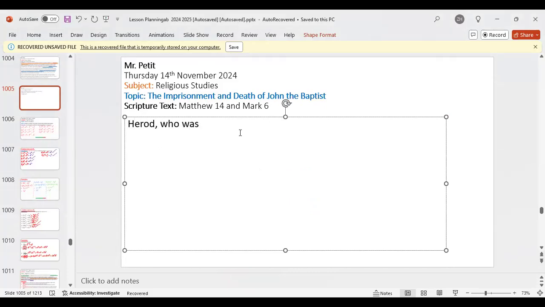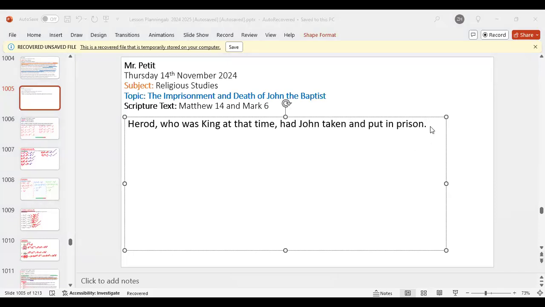So Herod, who was king at that time, had John taken and put into prison. Now, why would he do such a thing? Why would he take John the Baptist? What could John the Baptist ever have done?